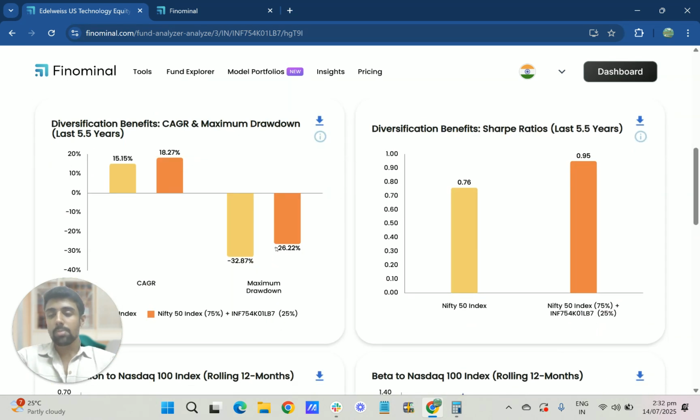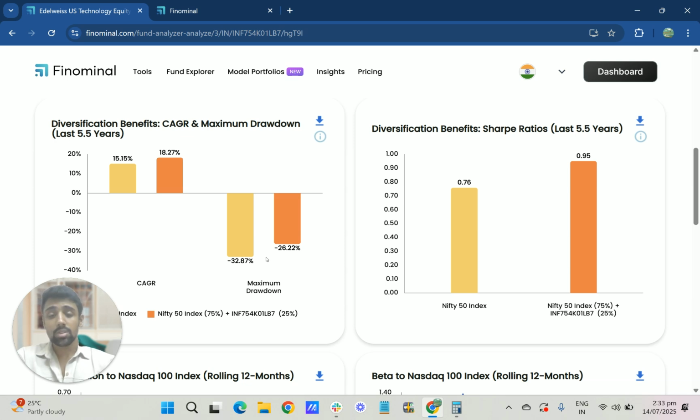More importantly, how do you measure diversification? Diversification here is when you add this fund to an equity portfolio, you can see a big increase in the Sharpe ratio. Your return increases also. Your drawdown decreases also. This is not a typical diversifier, though. Again, you're investing in two different equity markets, so you again have equity risk.